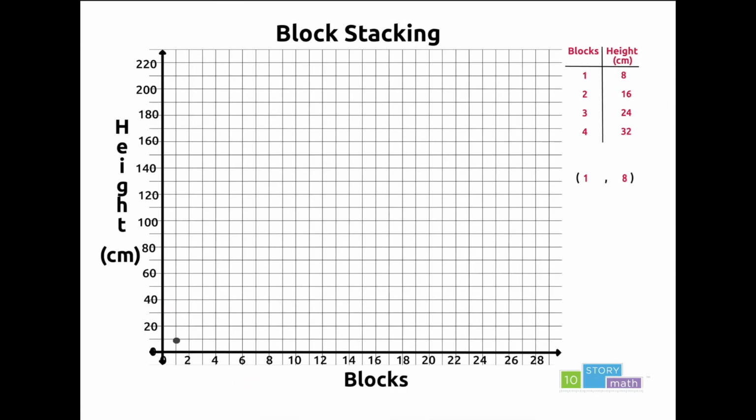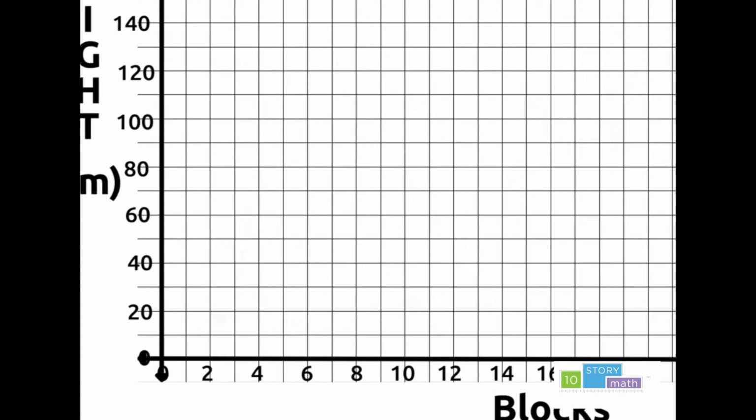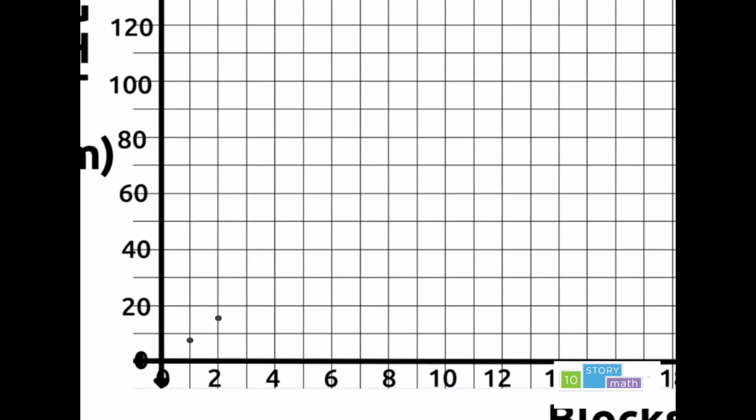Let's use the data from our table to create additional ordered pairs, and then we will plot those on the graph as well. 2, 16, 3, 24, and 4, 32. Once again, we can zoom in to get a better look for those points. 2, 16, 3, 24, and 4, 32.